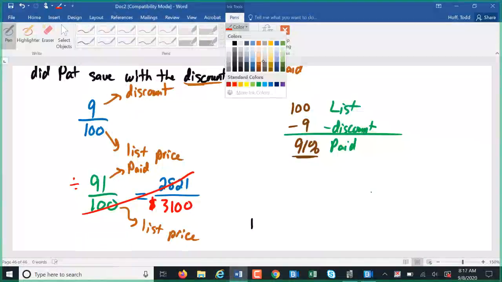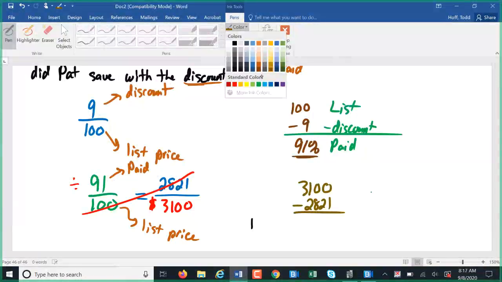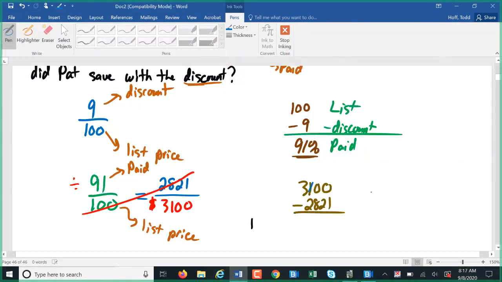Now, of course, we're not looking for the list price. We're looking for the amount that Pat saved. In other words, the amount of the discount. So we do have to still do 3,100 minus 2821. So we'll borrow here. This is 0, 10, 9, 7, 210. So the amount of the discount was $279.